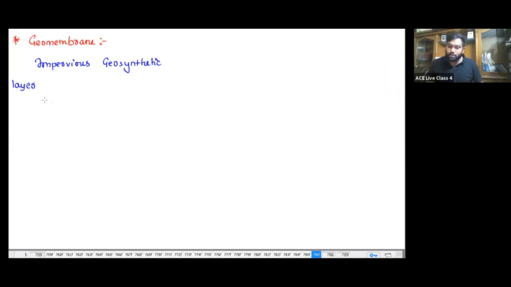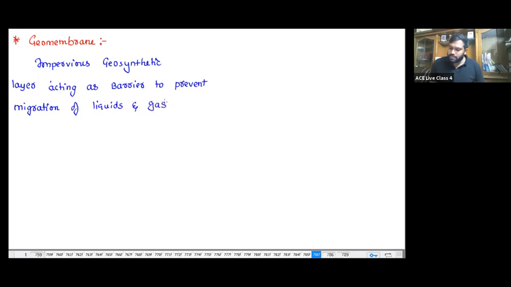So an impervious geosynthetic layer acting as a barrier to prevent migration of liquids and gases, that's nothing but the geomembrane. As its permeability is going to be very low, around 10 to the power of minus 11 to 10 to the power of minus 13 centimeters per second.